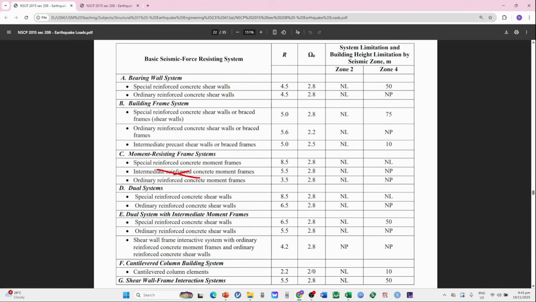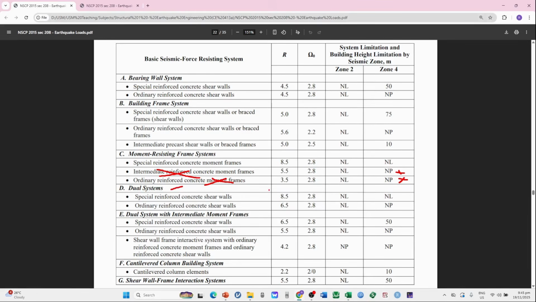So intermediate and ordinary reinforced concrete is not permitted. So this is beyond the discussion here. But always remember that there is a provision in NSCP that we need to design special reinforced concrete moment frames, and there is a guide here to design these special reinforced moment frames.